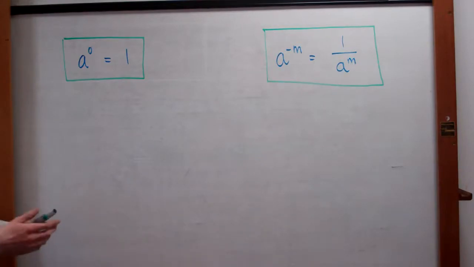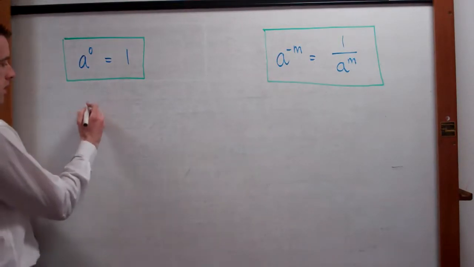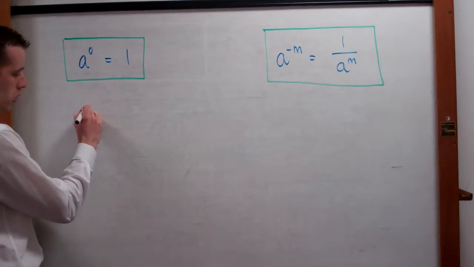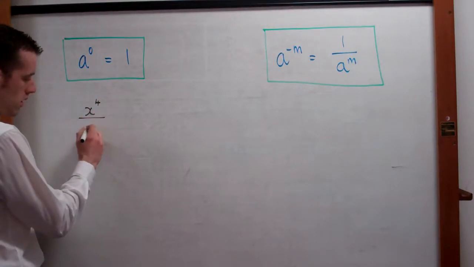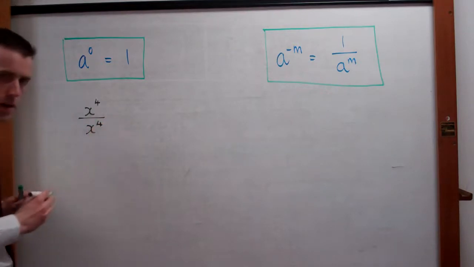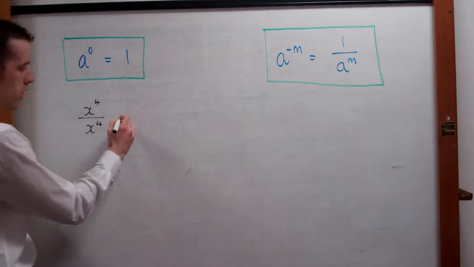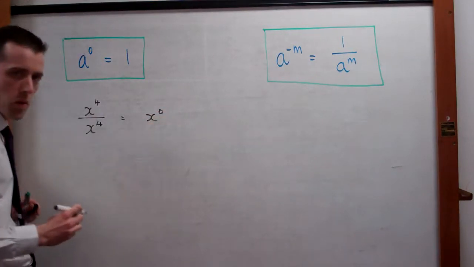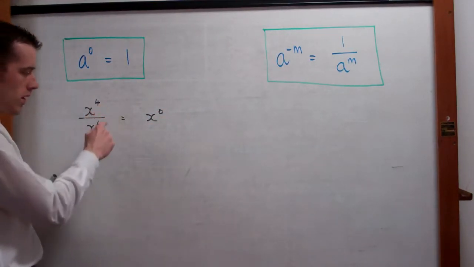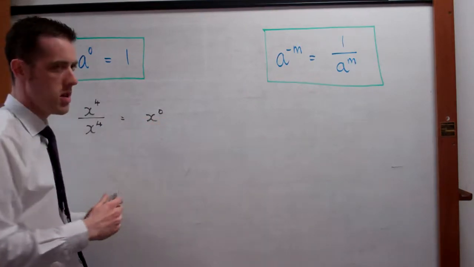Well, it's actually quite simple. If we think back to our division rule, so if we had x to the power 4 divided by x to the power 4, okay, then that would give us x to the power 0, right? Because we're doing 4 minus 4. This gives us 0.